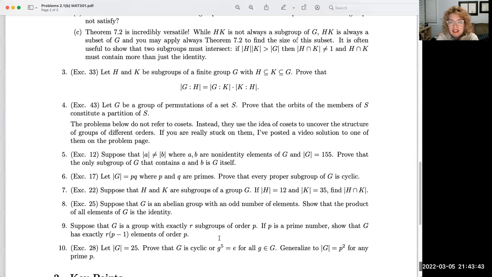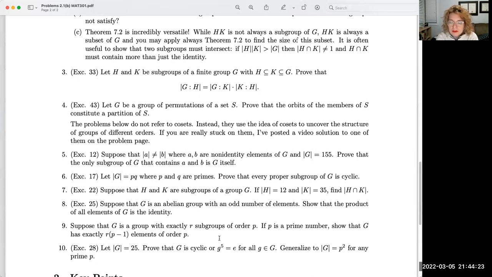And since they can only have the identity in common, and everything inside of one of those subgroups has to have order P, each one of those subgroups is bringing P minus 1 elements of order P to the table. Okay, so each one of these R subgroups is bringing P minus 1 elements of order P to the table. So that's where we get the R times P minus 1 elements of order P in total.